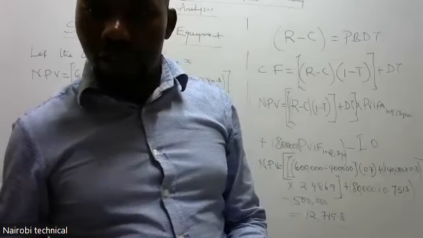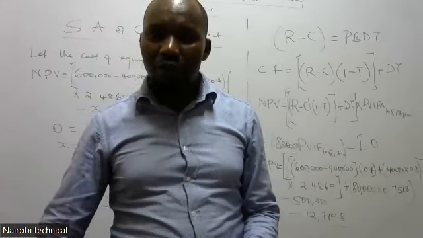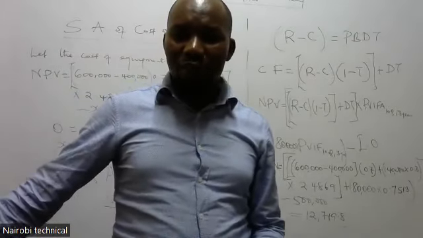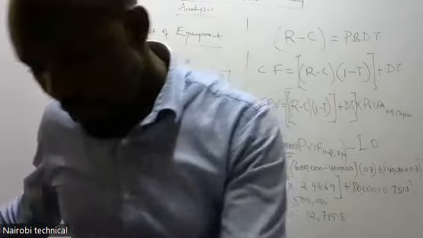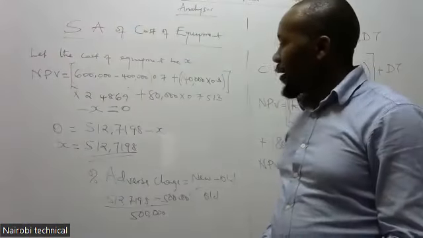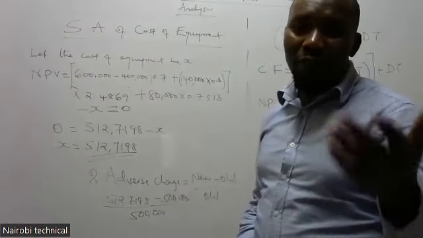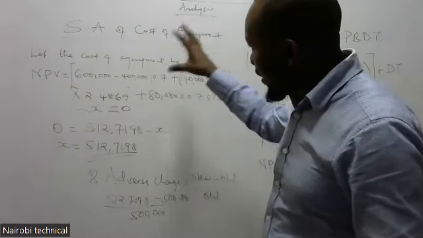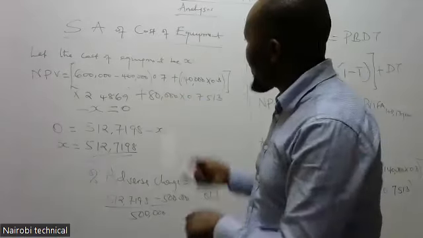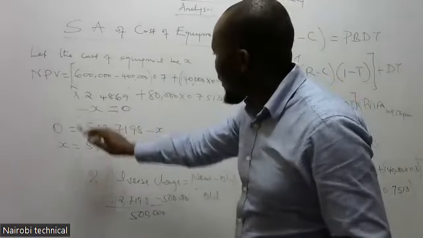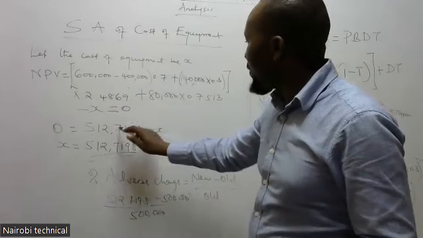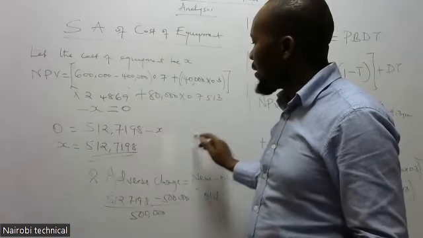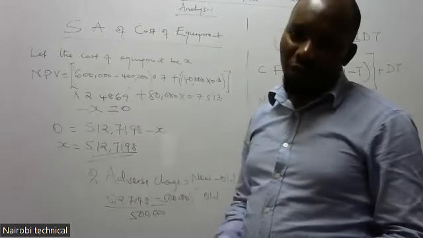Mwalimu, I thought I understood this. NPV was 12. No, it should not be confusing. Remember you got NPV 12. How did you get 12? You took the total of this, which was coming to be 512,719 minus 500, and you got NPV, which is 12.